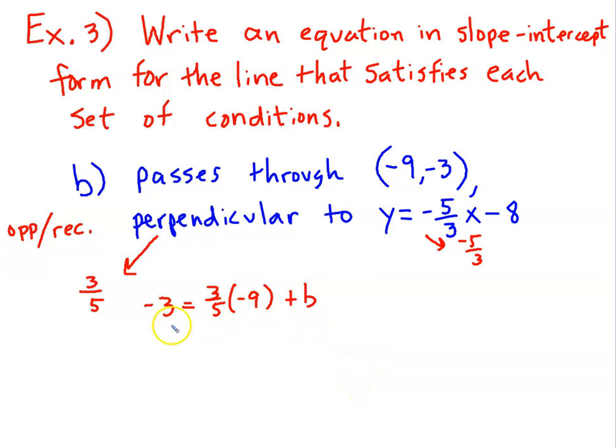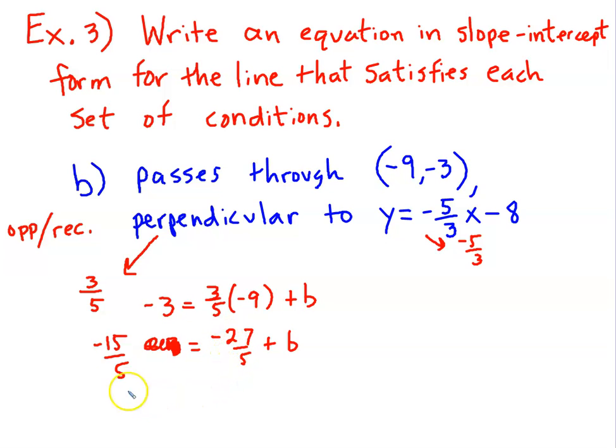Okay, so let's go ahead and simplify this. -3 is -27/5 plus b. I'm going to change -3 into fifths. It's -15/5, so that we can have a common denominator. So I just made -3 become -15/5.